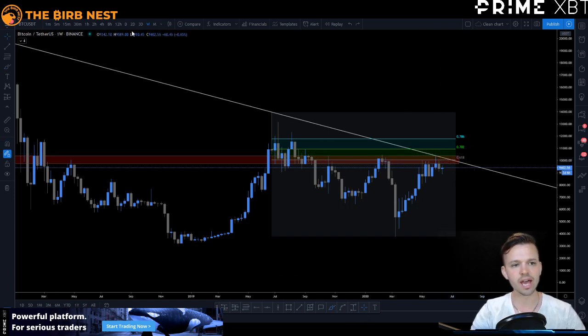On the other hand, it should be quite obvious to anyone watching this that we are seeing a possible rounded top here on the weekly, just like we got here, right?